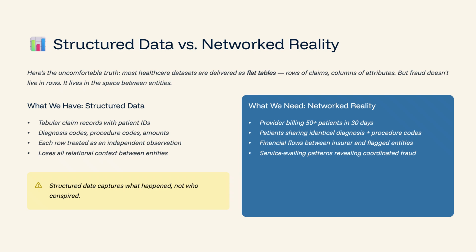Let me make that concrete. In a tabular dataset, you might notice that provider X submitted a lot of claims, but you can't see that those 50 claims all happened in 30 days, that the patients share identical diagnosis codes, that two of those patients are also connected to a second suspicious provider, and that the financial flows between insurer and provider follow an unusual pattern. That's the whole picture. The network reality is invisible in a flat table. Structured data captures the rows, graph captures the web, and fraud lives in the web.